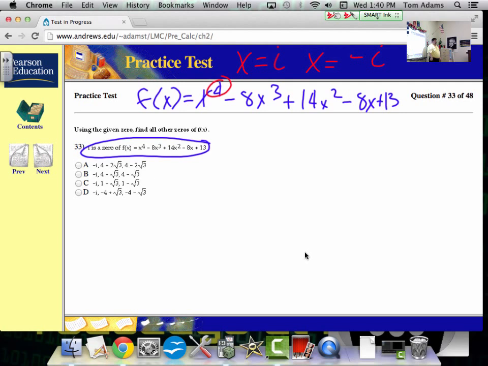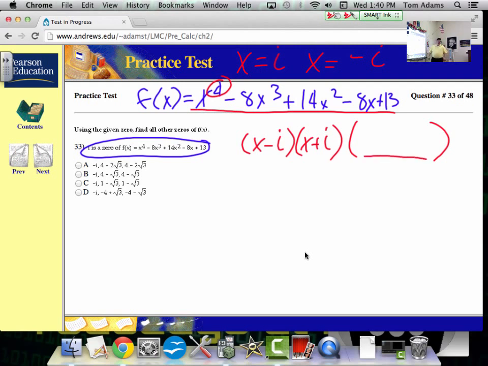There's 2 more solutions. Yeah, there's a possibility of having 2 more solutions. So, if these 2 are solutions, couldn't I say that x minus i times x plus i times something else is going to equal this whole thing right here? Which stands to reason that this should be divisible by the product of these 2 things.